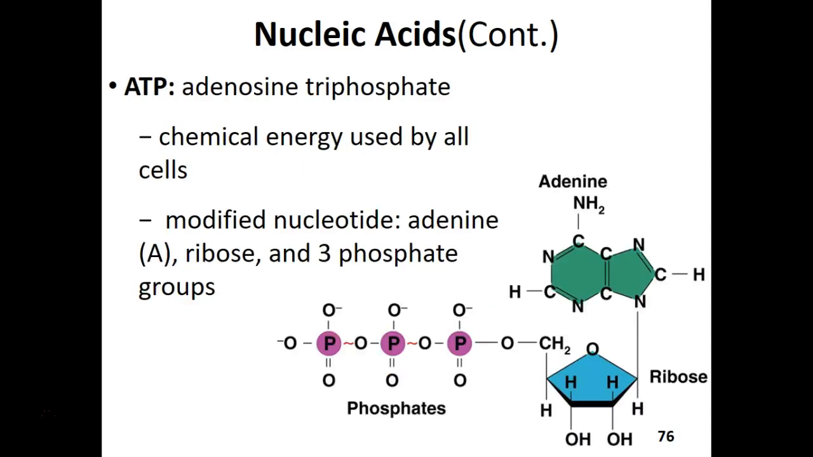The last nucleic acid that I like to talk about is ATP. ATP is a nucleotide, but it's formed from an adenine, a ribose, and 3 phosphate groups. So adenosine triphosphate. And this is the energy that all cells use. ATP is super important in producing energy that we need for all of our different metabolic reactions in life.